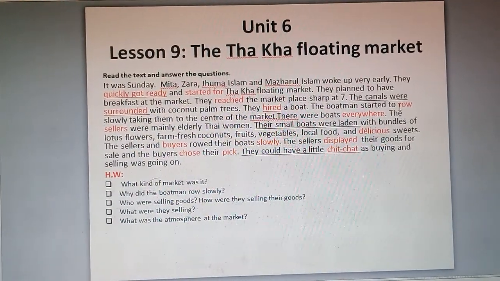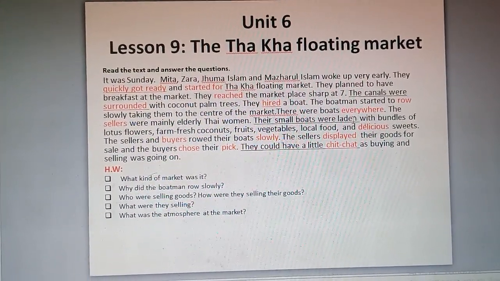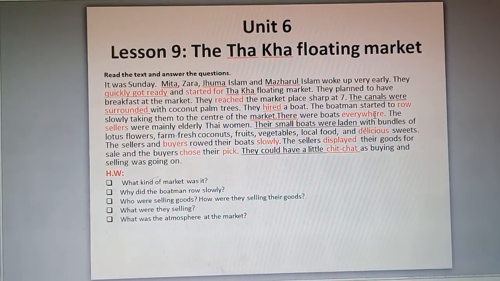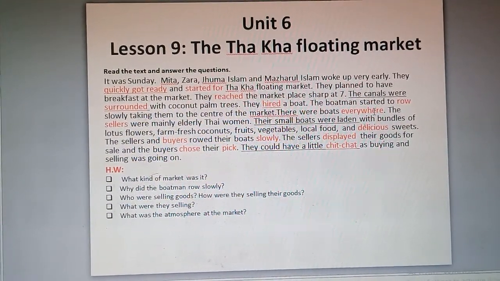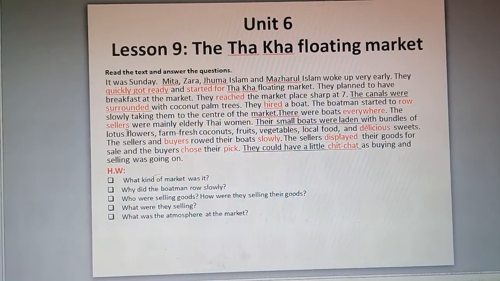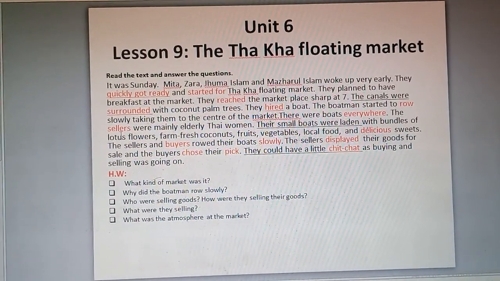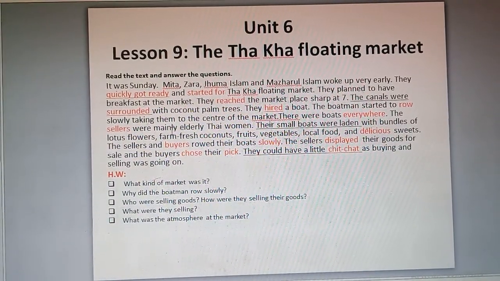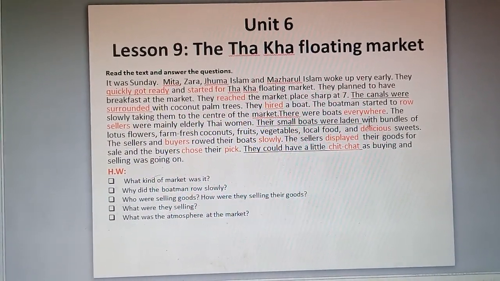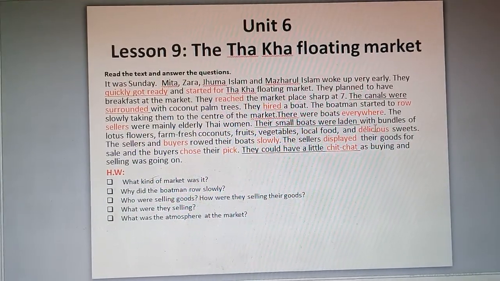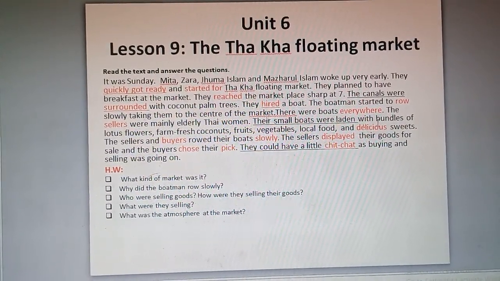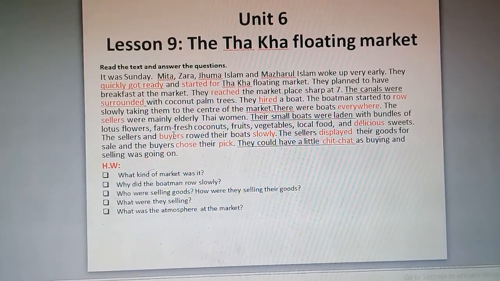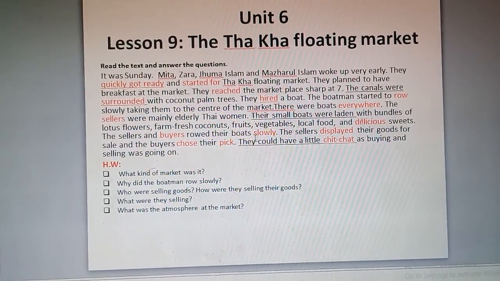it can be replaced by paddle. Then everywhere, it can be replaced by here and there, or far and wide. Then sellers, it can be replaced by vendor or shopkeeper. Then delicious, it can be replaced by appetizing or tasty. Then buyer, it can be replaced by purchaser or customer.